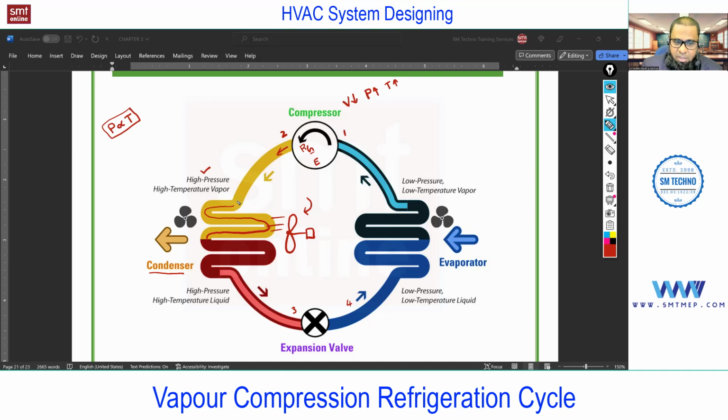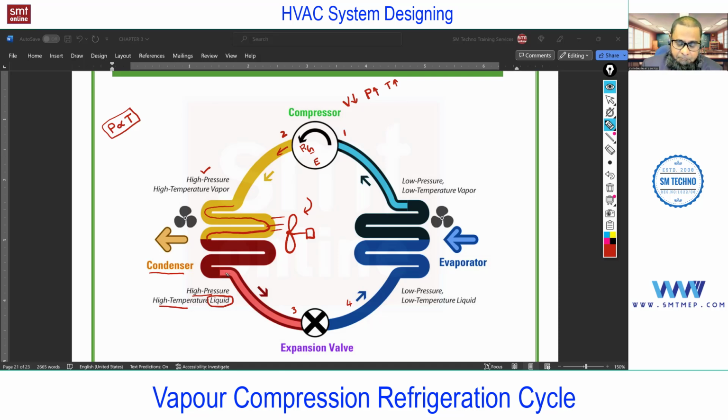So what will happen? The inlet to the condenser is high pressure and high temperature vapor, and because of the heat rejection to the atmosphere using the air, the outlet of this condenser will again be high pressure, high temperature, but liquid. You know this change of phase means latent heat at what? At constant temperature, right? So the temperature is still the same, but there is a change of phase in the condenser.